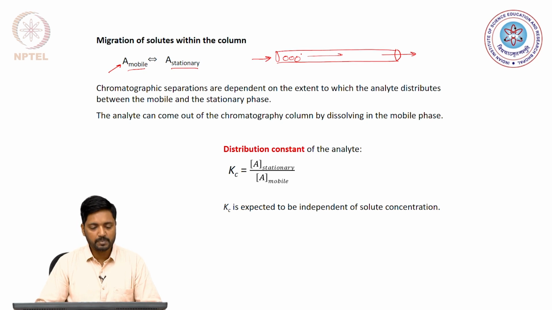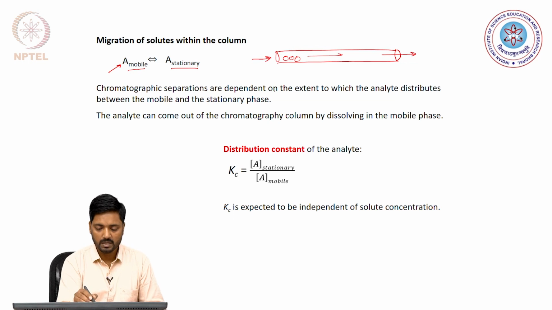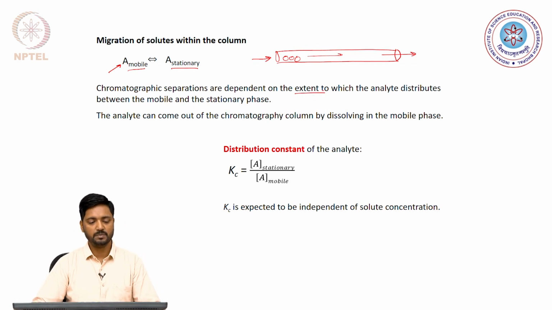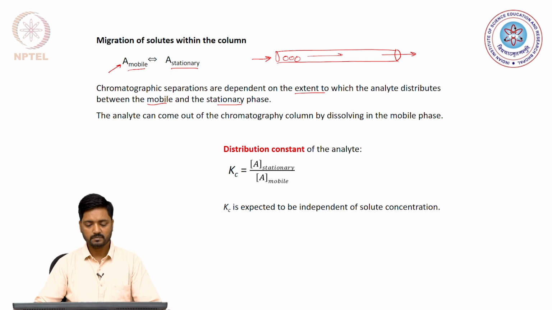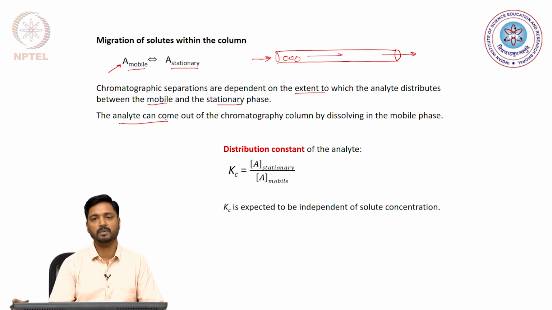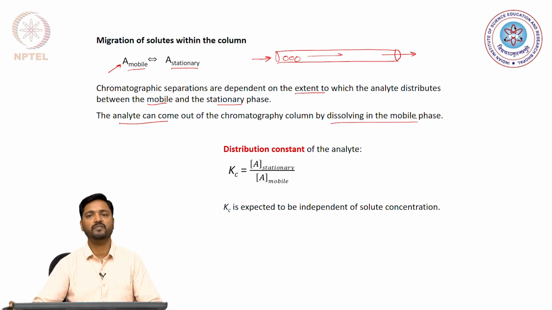So, the chromatographic separations in a nutshell depend upon the extent to which the analyte distributes between the mobile phase and the stationary phase. For example, if an analyte is spending more time in the mobile phase, then it will elute out fast. However, if the analyte is spending more time on the stationary phase, it will stay longer within the column and will elute out much slower. Also, it is important to understand that the analyte can come out of the chromatography column by dissolving in the mobile phase. So, the better it can dissolve, the faster it can elute out.